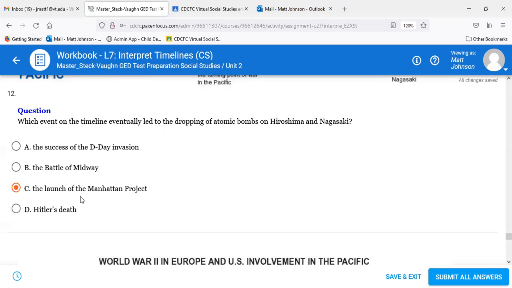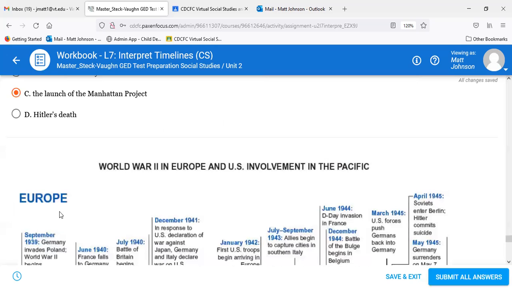If you hear anything mentioned about the Manhattan Project and the people working on the atomic bomb, it's always like three guys in a lab somewhere. But it was a whole bunch of people. It was this top secret project, and they eventually moved out to the desert in New Mexico to start testing. That's what led to, of course, the dropping of the atomic bombs. We had to make them first and figure out how they work. So C, the launch of the Manhattan Project, for number 12.